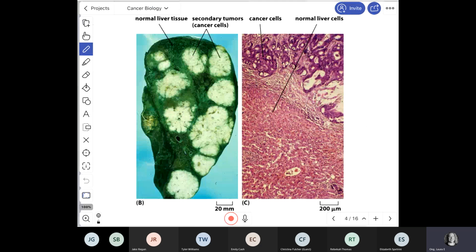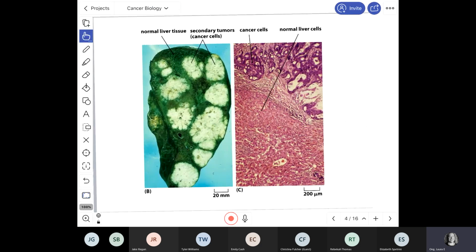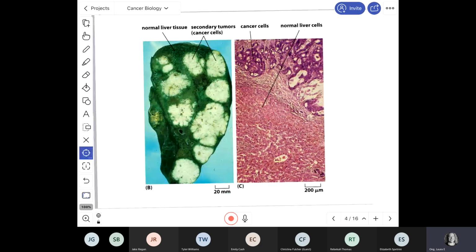Okay, so here we have some pictures of cancer. And on this side, we have a dissected and stained liver that's been stained with a green dye. And we can see that within this liver, there are these huge patches of cells that aren't staining in the normal way. And this is individual liver tumors. And this person has quite advanced liver cancer.